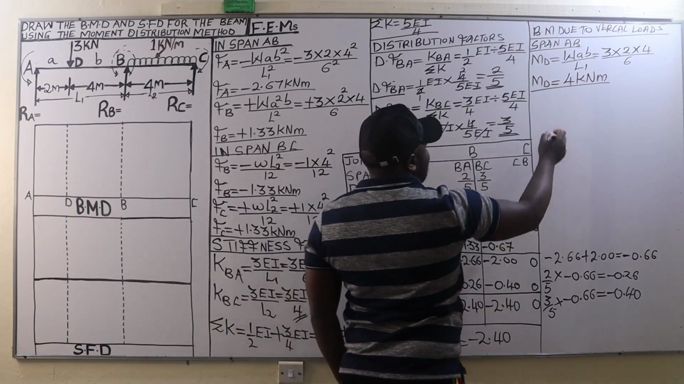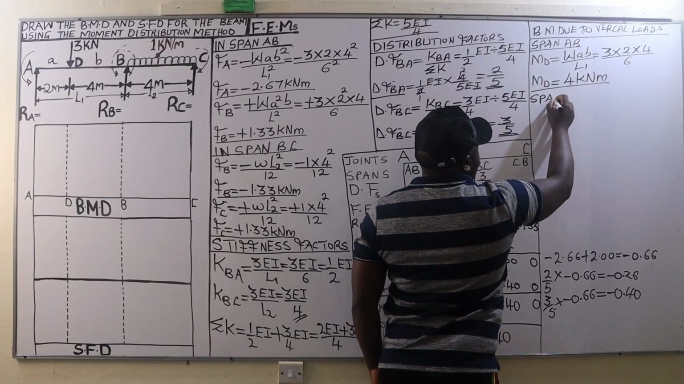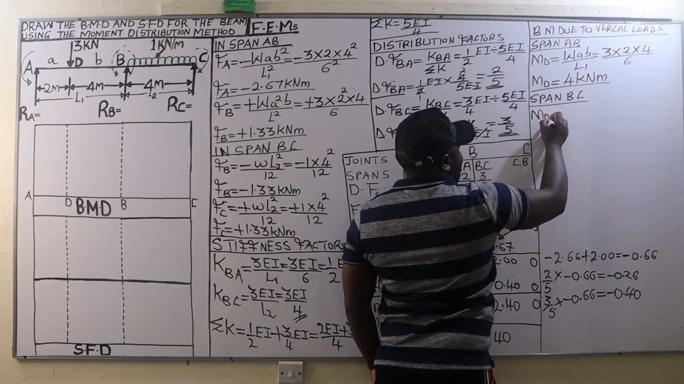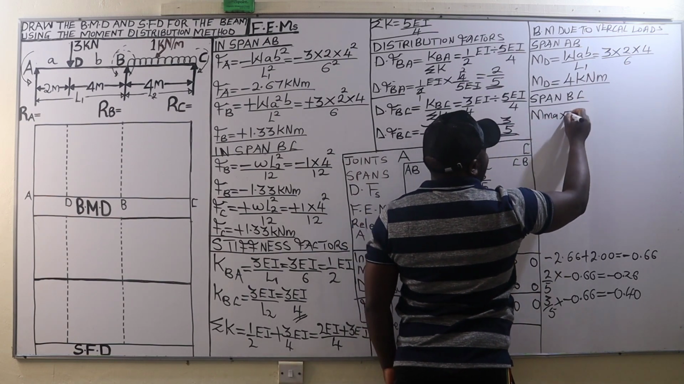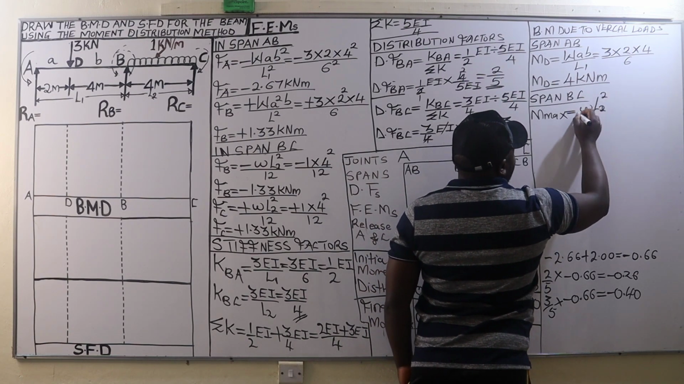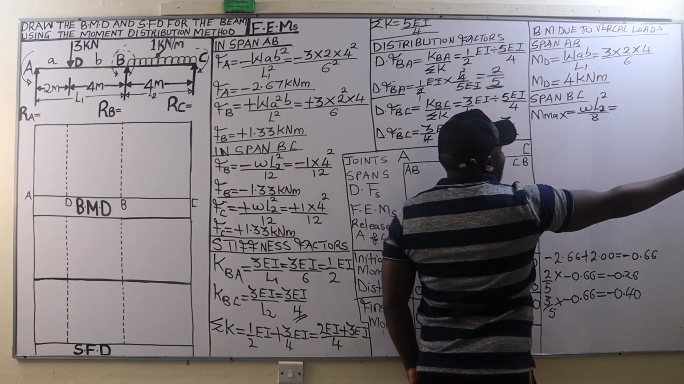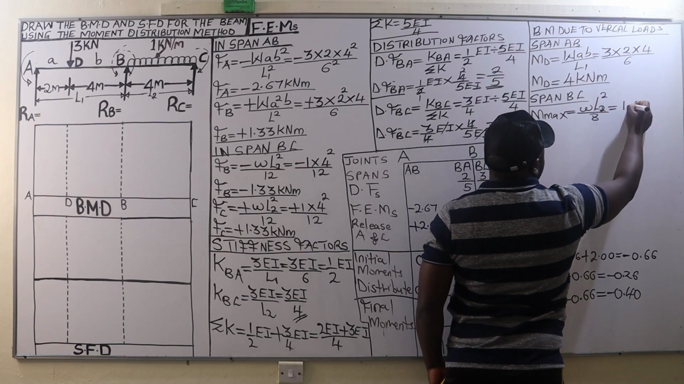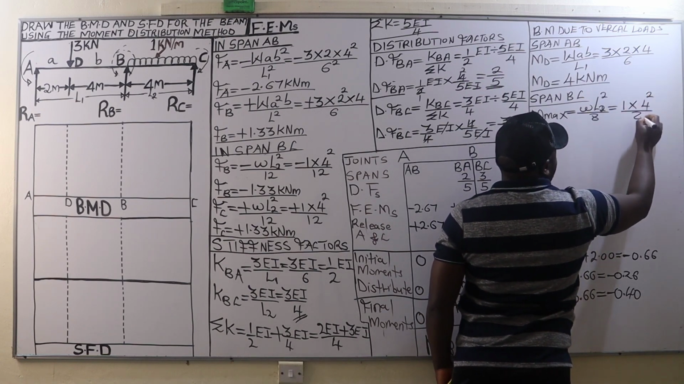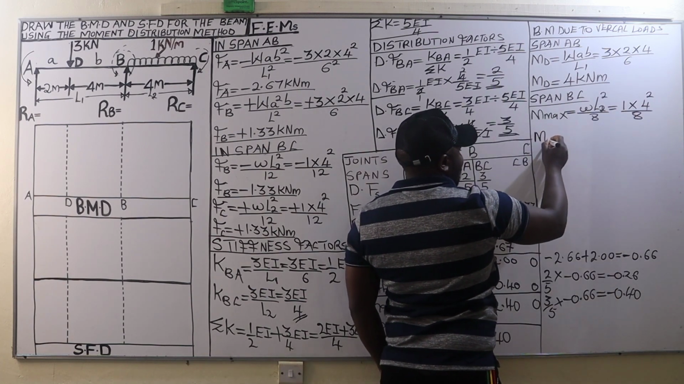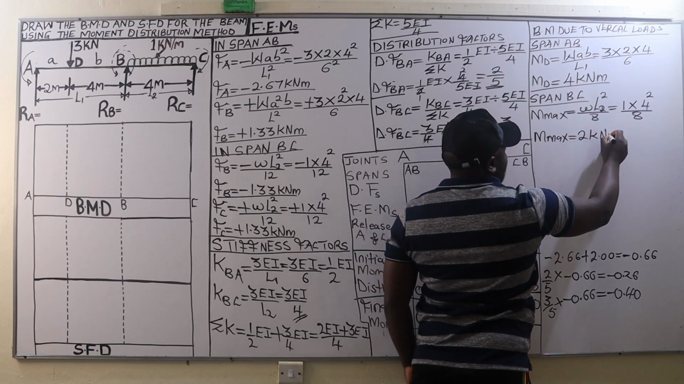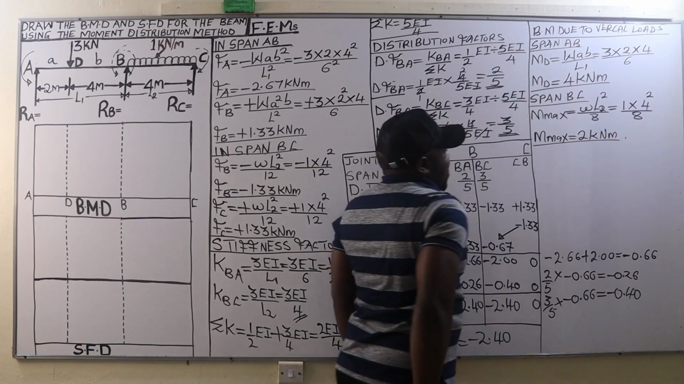Then for the span BC, since that span is loaded with a UDL, the maximum bending moment will be given by WL2 squared divided by 8. W is 1 and L2 is 4 meters, therefore 4 squared divided by 8, and that gives us a maximum bending moment of 2 kilonewton meters. So that's what we got.